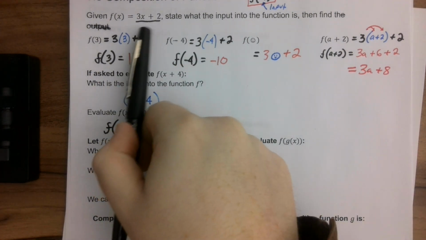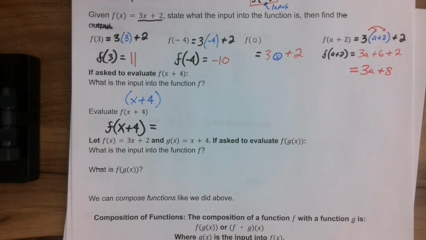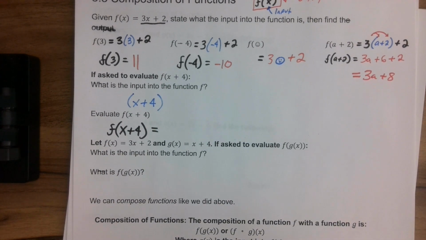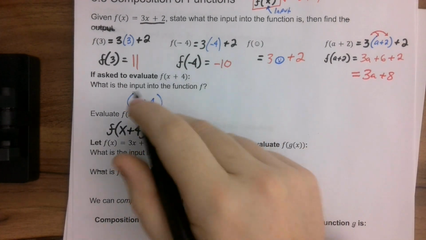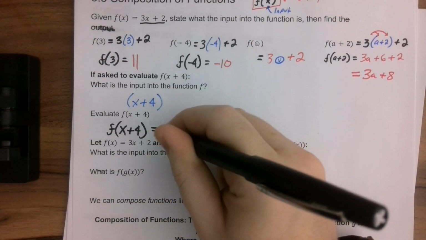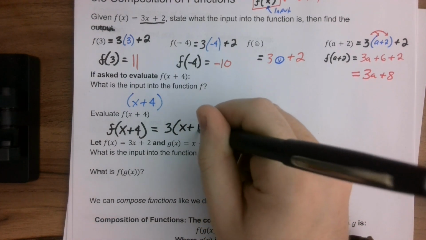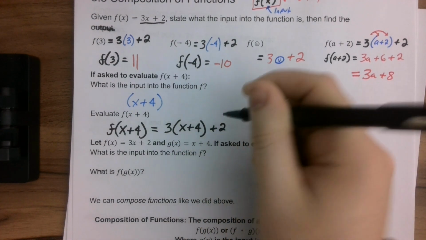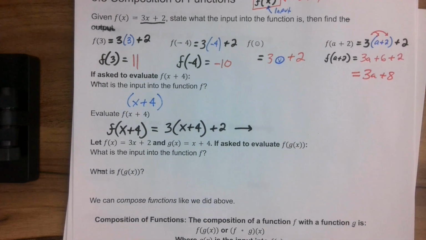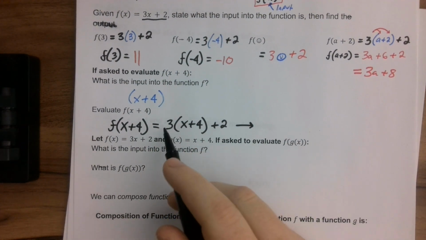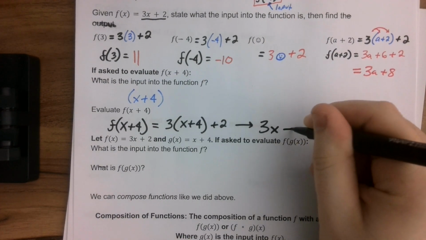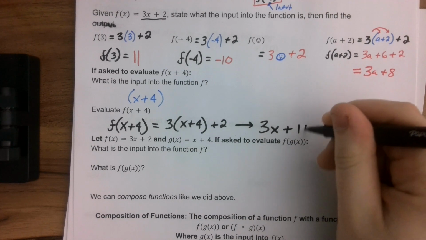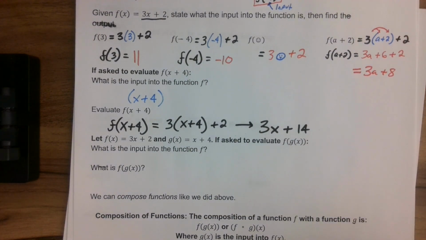Well, here's f of x. It's 3x plus 2. Here, we just need to replace x with x plus 4. So this will be 3 times x plus 4, plus 2. And that can be simplified. 3 times x is 3x. 3 times 4 is 12. So we get 3x plus, and 12 plus 2 is 14. Done. That's f of x plus 4.